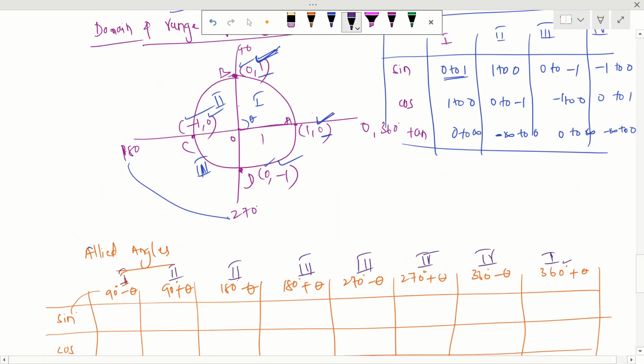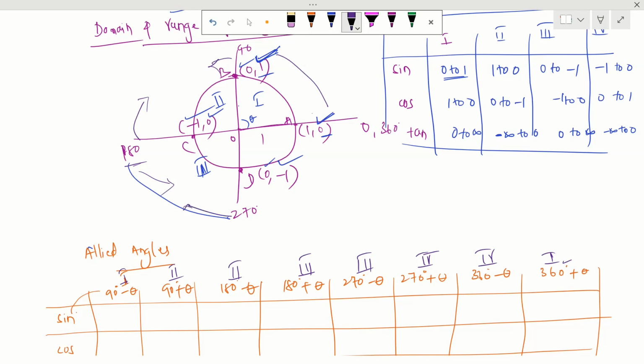So here 0 to 90 degree is the first quadrant. 90 plus theta is more than 90, so it is in the second quadrant. 180 minus theta is less than 180, so it is in the second quadrant. And 180 plus theta is more than 180 degree, then it is the third quadrant.